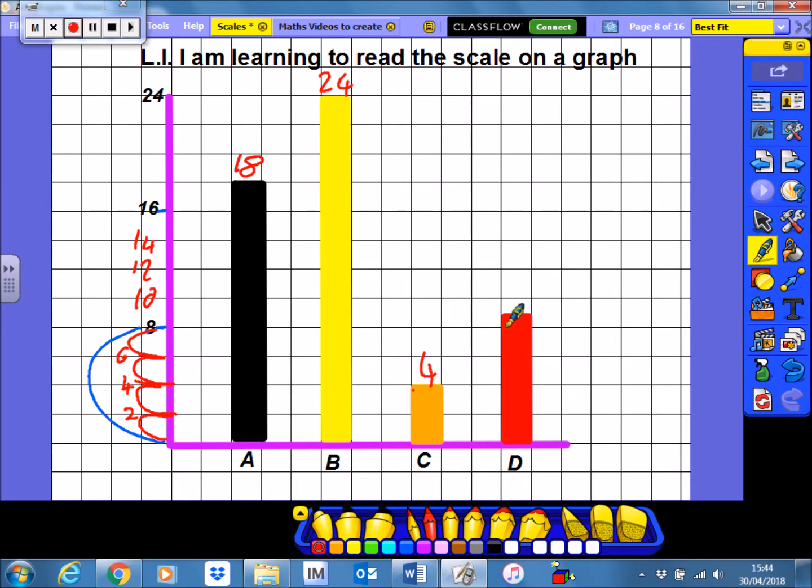And lastly, column D. Now this is an interesting one. It is not quite a full box. Now this line here would indicate 8. So here would be 8. Up here would be 10. However, D is only halfway in between. So D is halfway in between 8 and 10. Therefore, D has to be 9. So the scale not only applies to working out the major increments and the minor increments, but we can also use it to work out what half increments would be, what half a box would be.